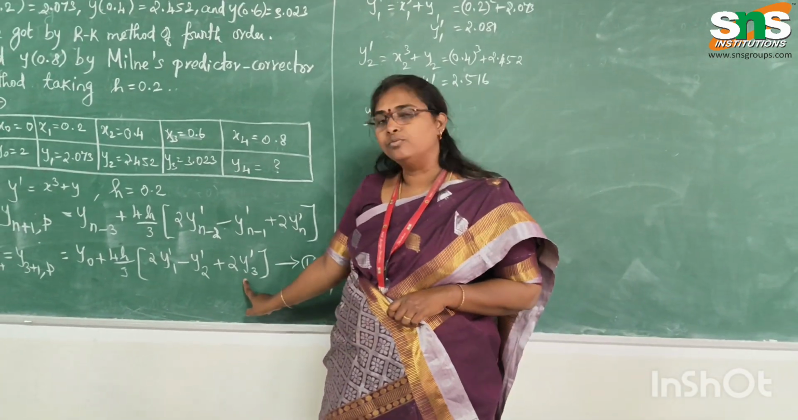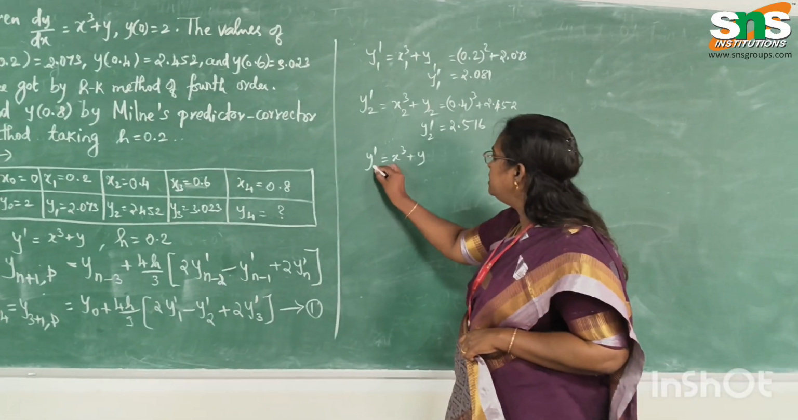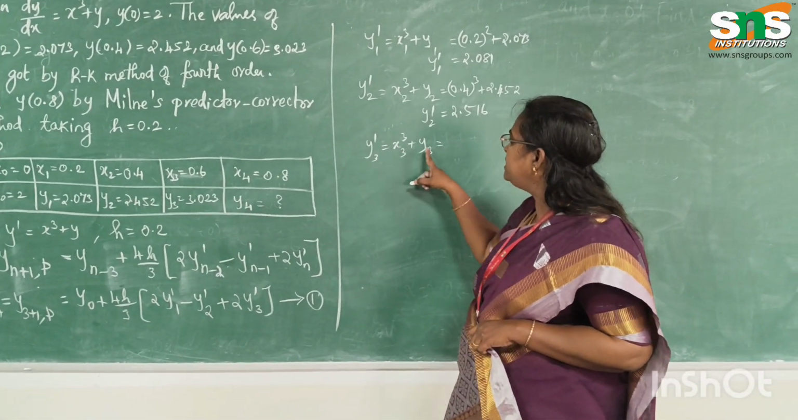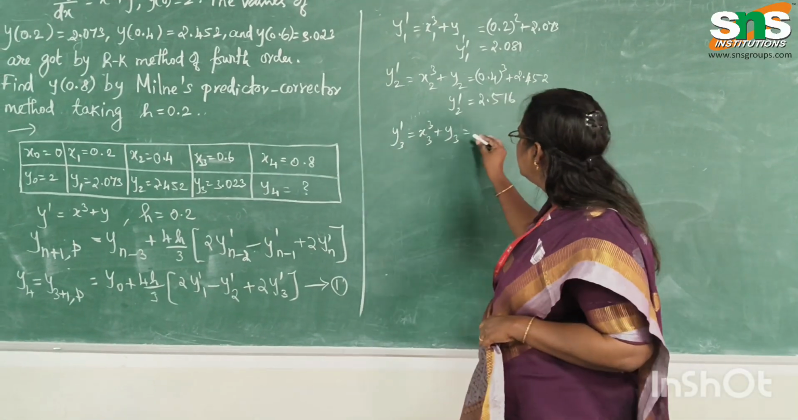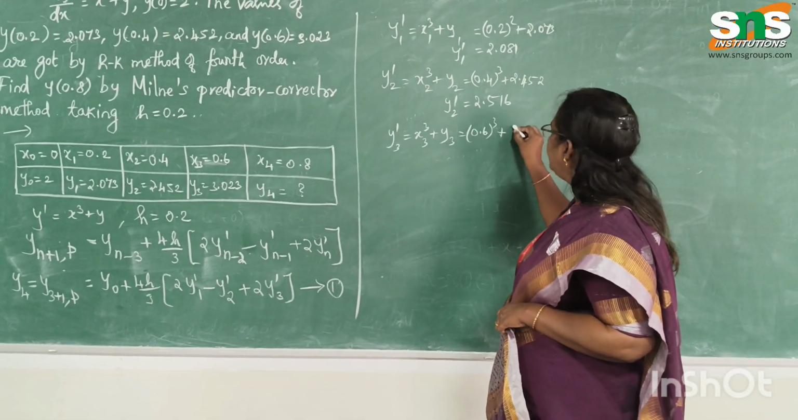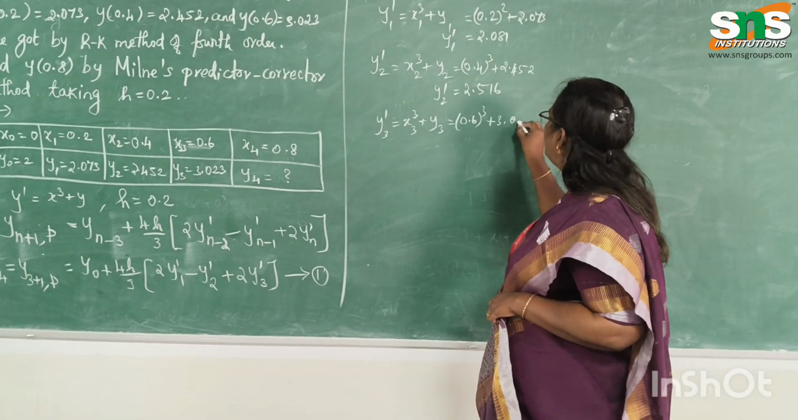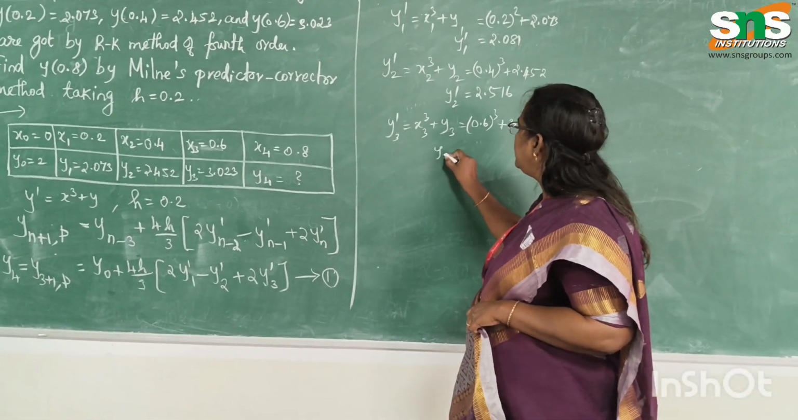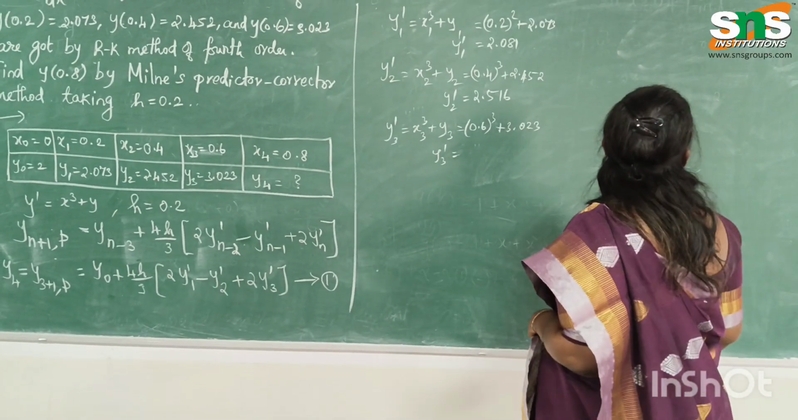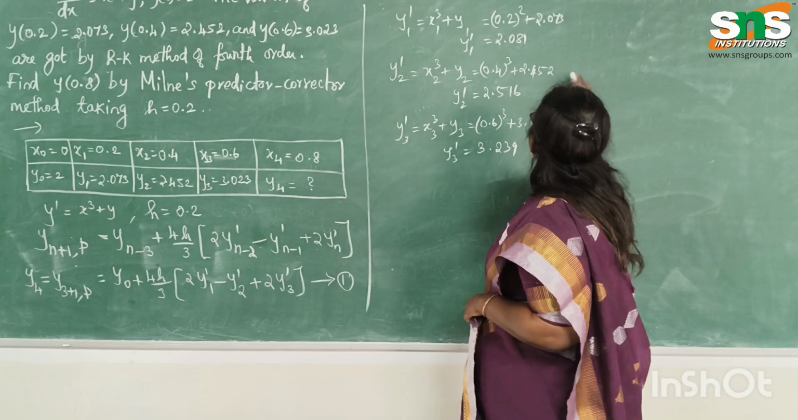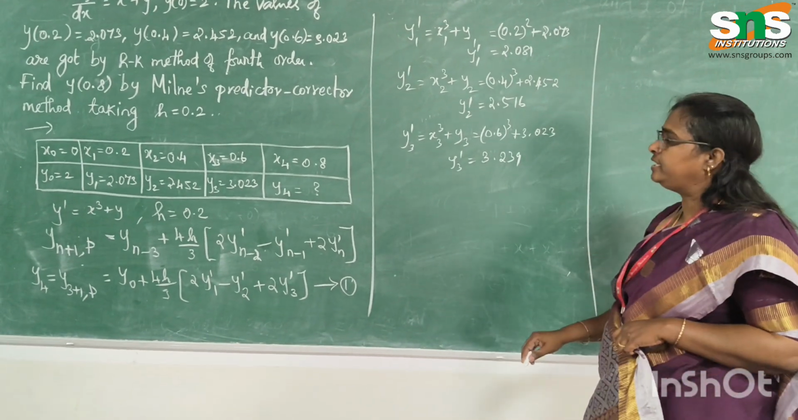Next we want to calculate y3. So put 3 in each and every term, then you can replace x3 and y3. So x3 is 0.6 to the power 3 plus y3, which is 3.023. From this you can get the y3 dash value as 3.239. So we got all the three values.